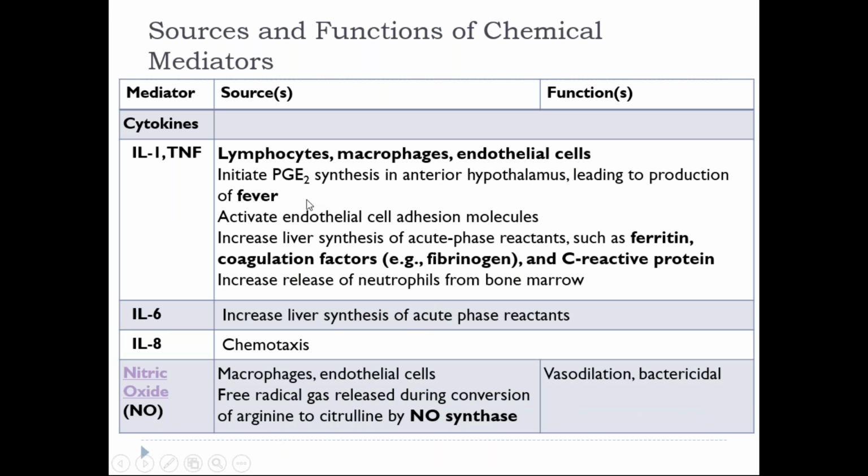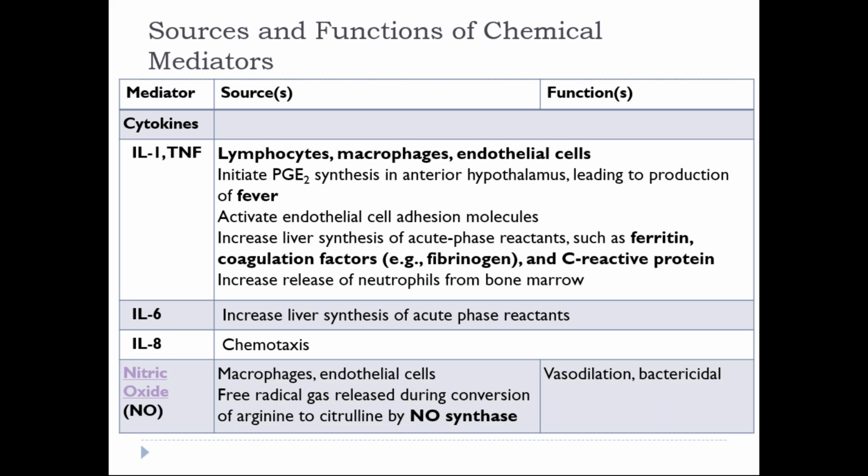Let us see various cytokines which are involved in inflammation. This is one of the questions given yesterday: role of interleukins in acute inflammation. So let us talk about interleukin 1 and TNF. They are derived from lymphocytes, macrophages, and endothelial cells. They initiate prostaglandin E2 synthesis in the anterior hypothalamus, leading to the production of fever. So this is the reason why we get fever during the process of inflammation, because of increased synthesis of prostaglandin E2.